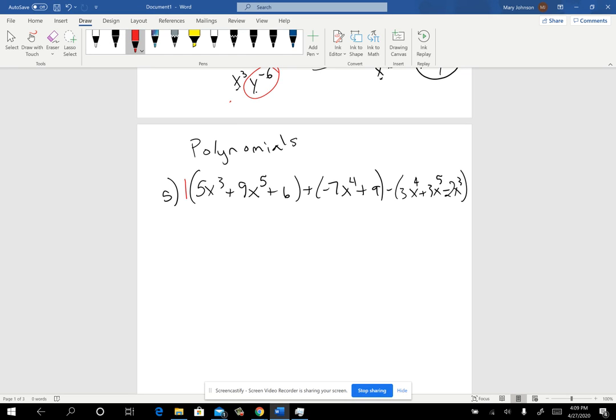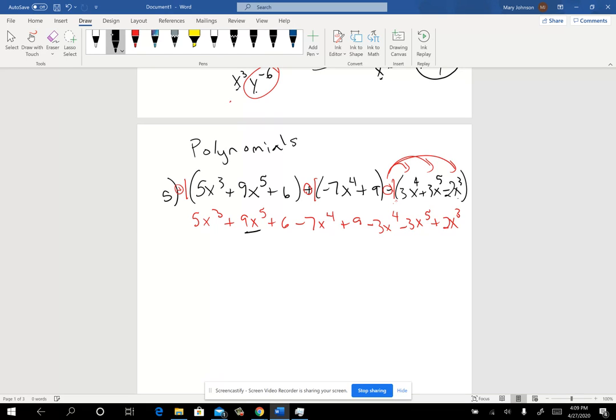All right, now there's an understood 1 here, understood 1 here, but out in front of this one has a negative. That's where it's going to cause all the signs inside there to change. So the problem without parentheses becomes 5x to the third plus 9x to the fifth plus 6. And then this is really going to be minus, this is just minus 7x to the fourth plus 9. See, these were both pluses, so it didn't really change what's inside the parentheses. But now we're going to have minus 3x to the fourth minus 3x to the fifth plus 2x to the third. That's the step a lot of people don't write.